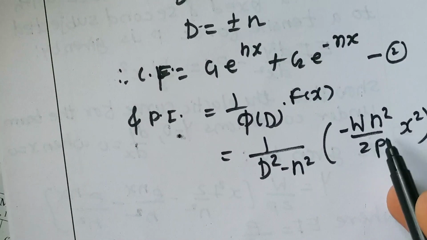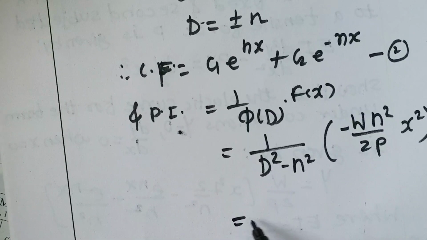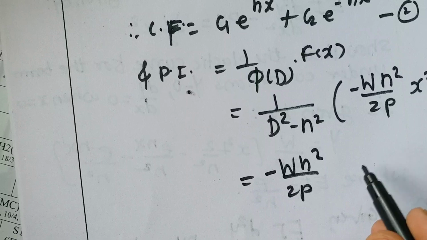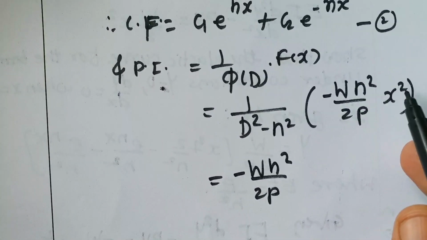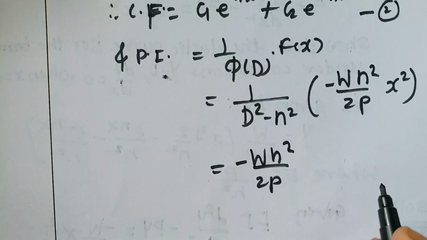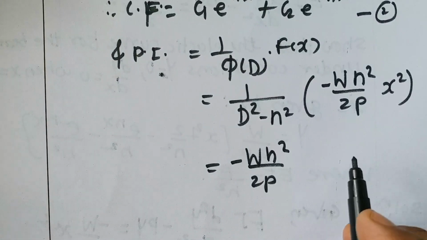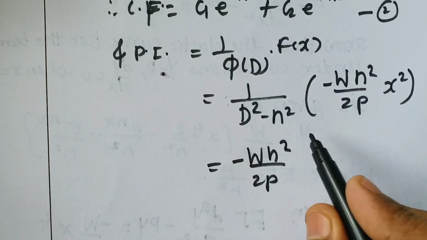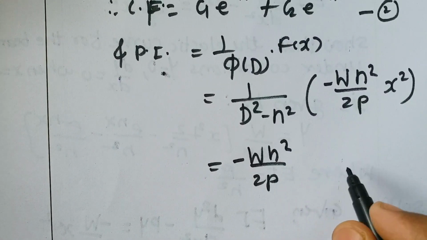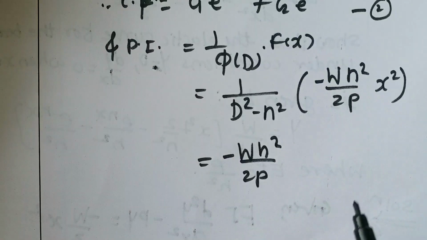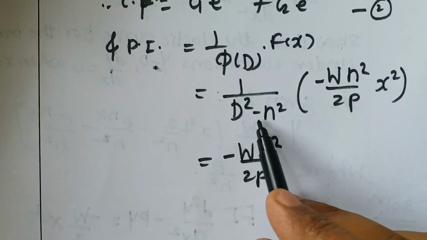Now this w n square by 2p is a constant that we can write in the beginning, minus w n square by 2p. Now here we are having a polynomial function, powers of x. So this particular integral can be obtained using the shortcut method, case number 4, in which we have a polynomial function. So in the denominator we bring 1. For that purpose we take out common the lowest degree term in D from this polynomial.